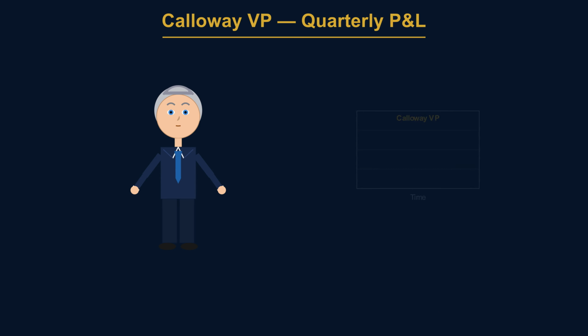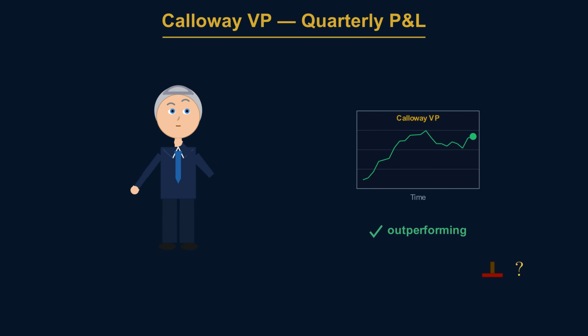He flips to the quarterly profit and loss. His fund is finally outperforming, and he notes the improvement in the margin of his ledger. For the first time, though, he wonders exactly why the rational quant is teaching him all this.